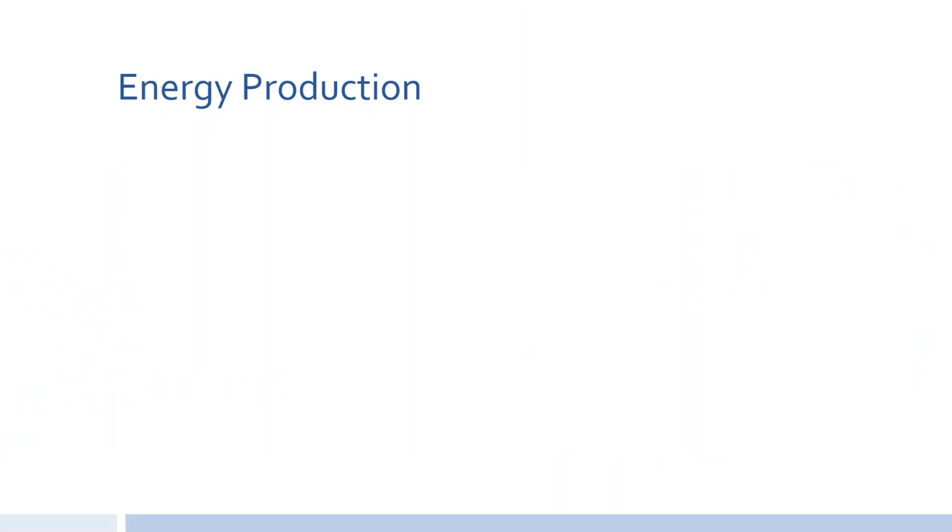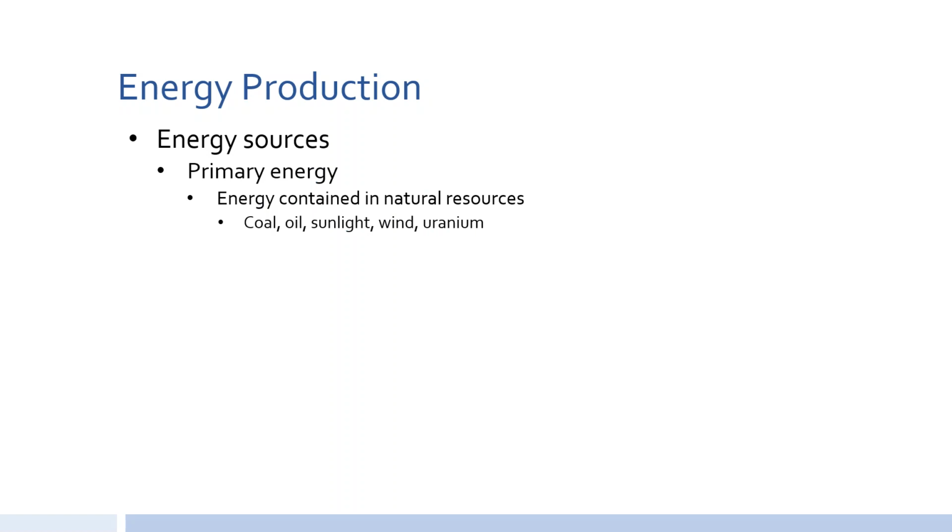Generally speaking, Western nations such as the United States consume a lot of energy, far more than we did 100 years ago. And so we need to get this energy from some energy sources. We have primary energy sources, and this is energy that is contained in natural resources, things like coal and oil and sunlight and wind and uranium.